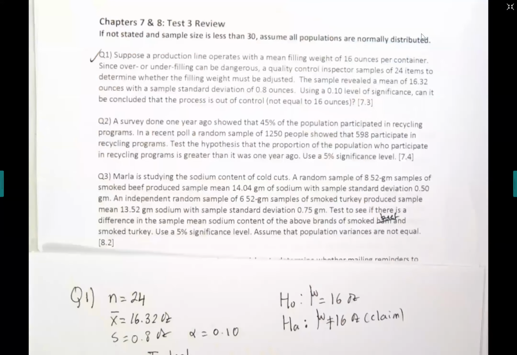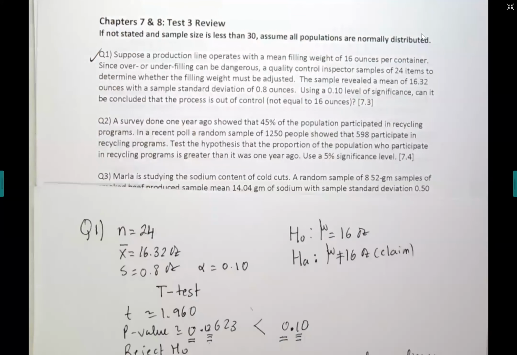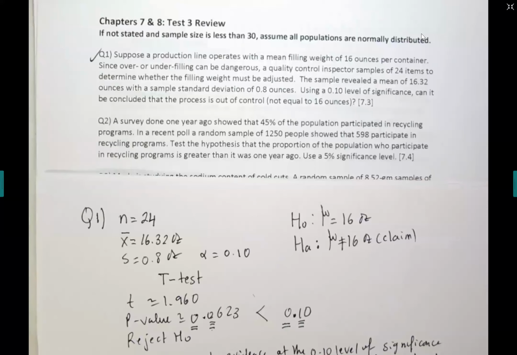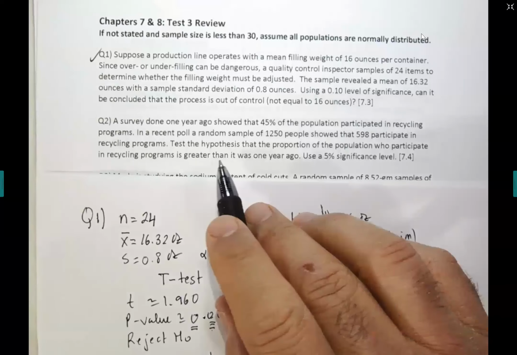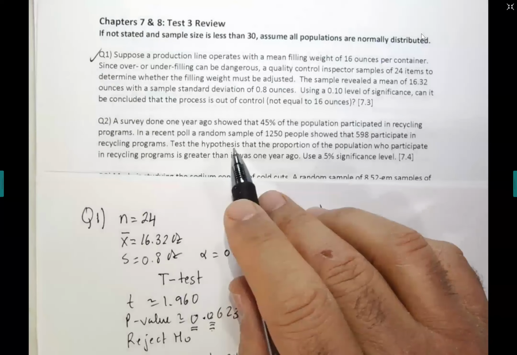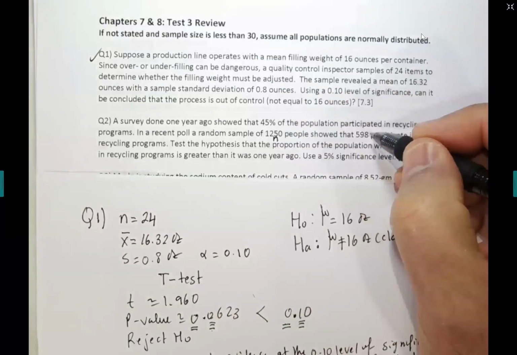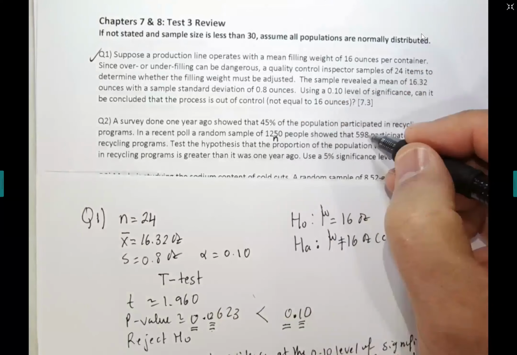Question 2, we're going to do question 2 now, guys. Let's read question 2. A survey done 1 year ago showed that 45% of the population participated in recycling programs. In a recent poll, a random sample of 1250, that's n, guys, showed that 598 participate in the recycling program, that's x.